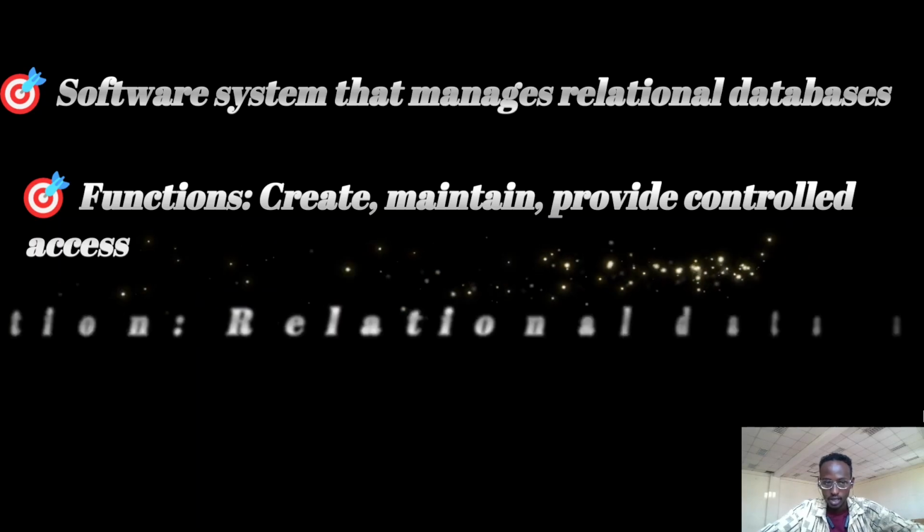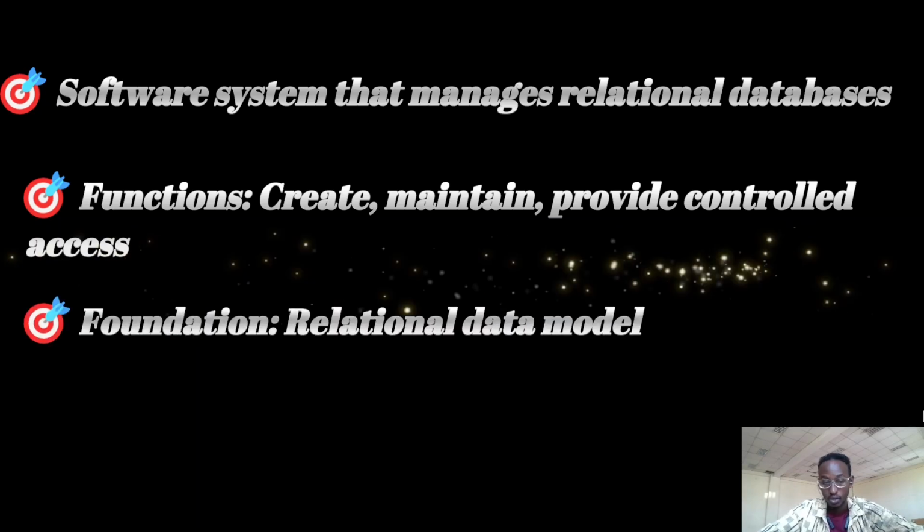Another point is that the foundation of a relational database management system is the relational data model. The relational data model is the core foundation of a relational database system. It defines how data is stored, organized, and connected. That is, data is stored in tables and columns. The keys also identify the connected data, like the primary key and foreign key. We will see that in the next part. So the foundation for a relational database system is the relational data model.